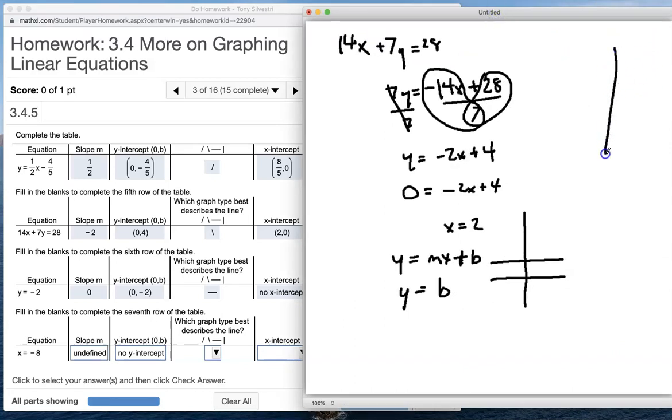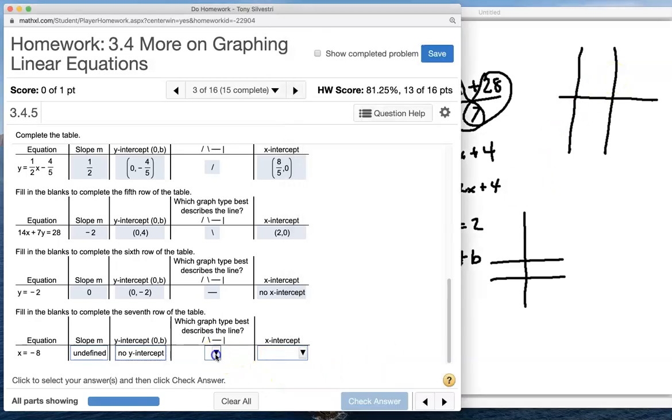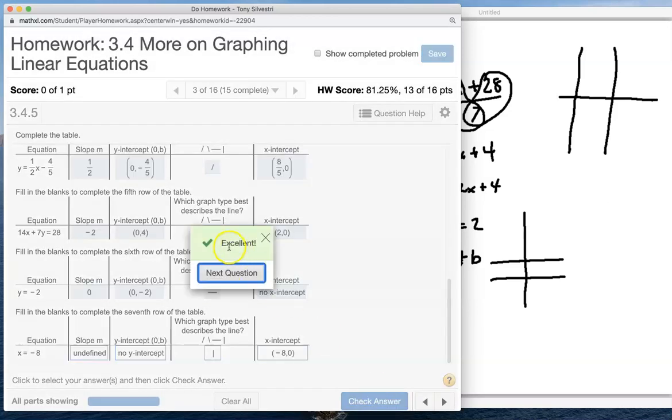Here's the axes. Not very good, but those are the axes. X equals -8 is a vertical line that looks like this. X equals -8. It never hits the y-axis. So if it never hits the y-axis, it can't intersect with it. This is a vertical line. And the x-intercept, well, it crosses the x-axis at -8. Okay, so -8, 0. Check your answer, and that's it.